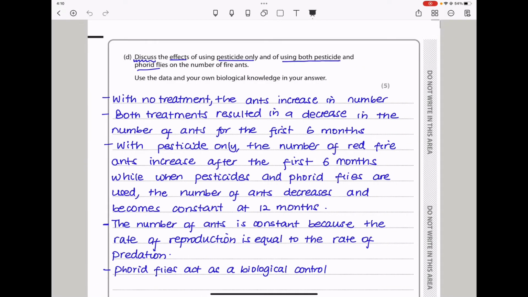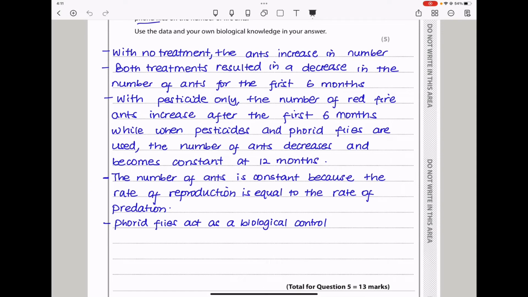So here I said, with no treatment, the ants increase in number. This is from the table. Then both treatments resulted in a decrease in the number of ants for the first 6 months. With pesticide only, the number of red fire ants increased after the first 6 months, while when pesticides and phorid flies are used, the number of ants decreases and becomes constant at 12 months. The number of ants is constant because the rate of reproduction is equal to the rate of predation. So phorid flies act as a biological control in this experiment.